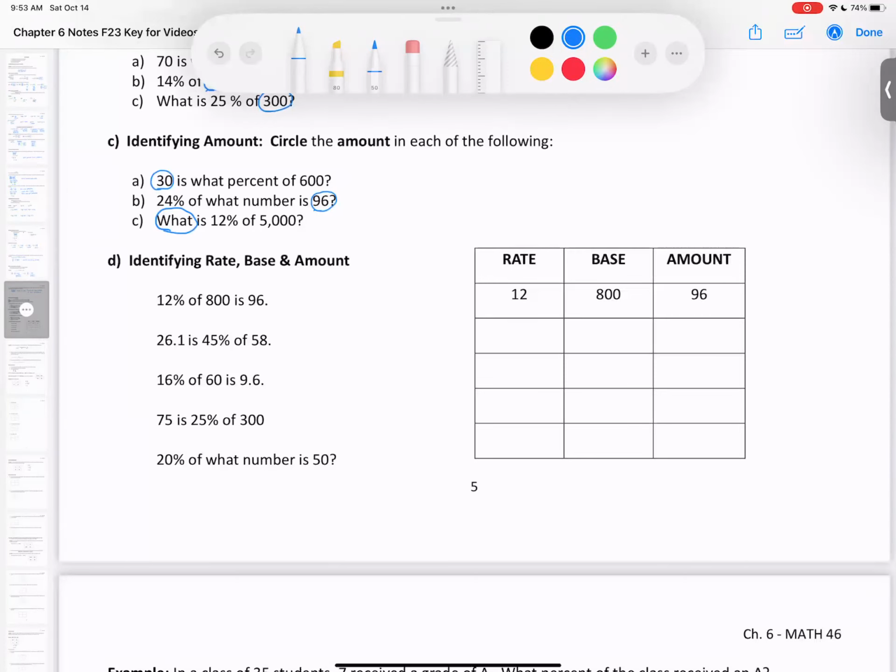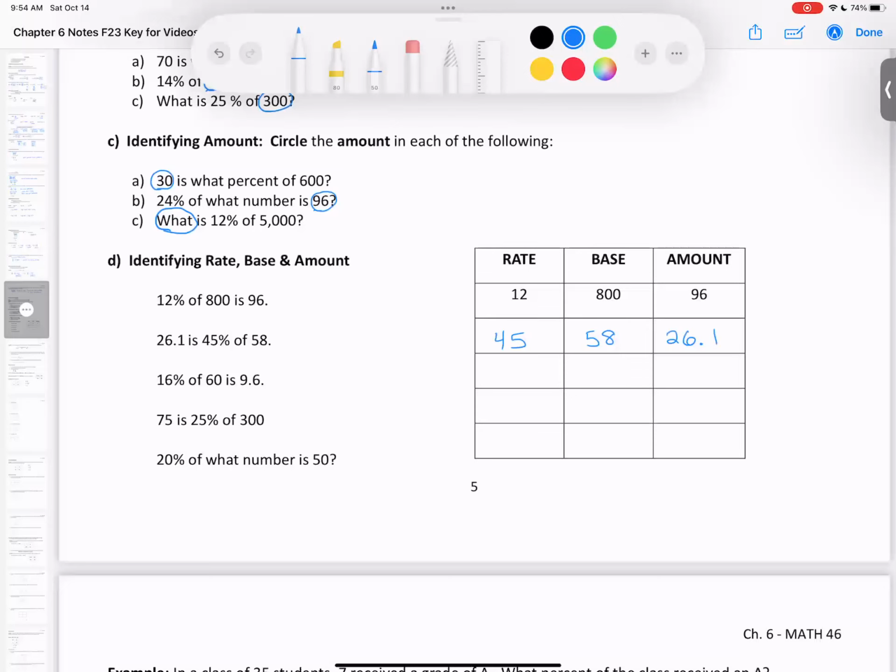Let's try these together now. We have 26.1 is 45% of 58. The rate there is going to be our percent. That's the 45. 26.1 is that percentage of 58. So the of is the 58. That's our total number, so that's our base. And the amount here then is 26.1.